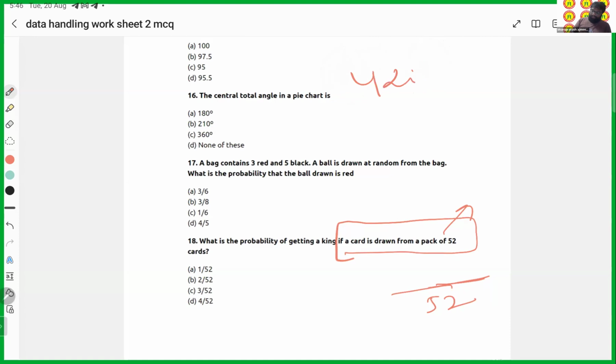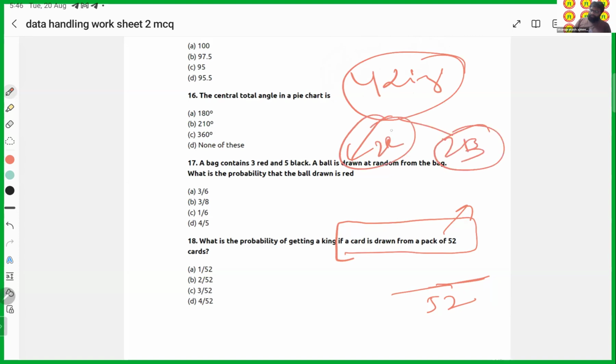4 king cards will be there. If you see a deck of cards, out of 52, there will be 4 king cards. In those 4 king cards, 2 will be red and 2 will be black, but they didn't mention the color. They just said a king. So I will collectively take 4 kings. So the expected outcome should be 4 by 52.